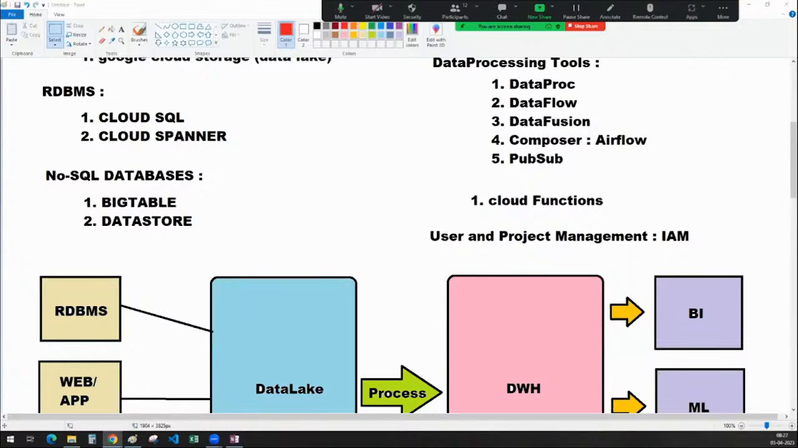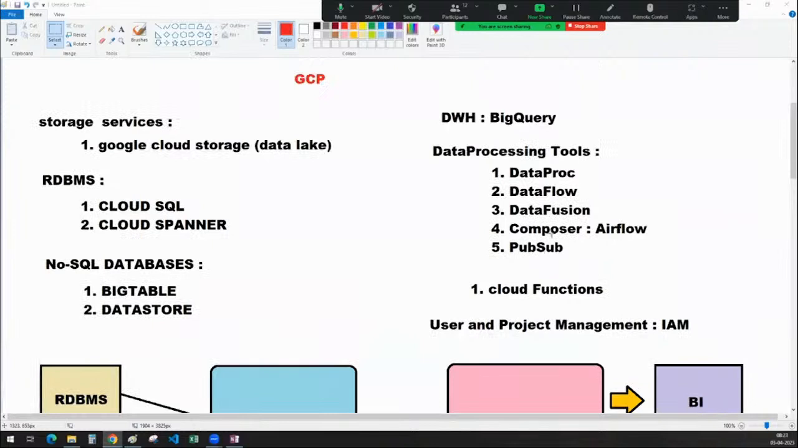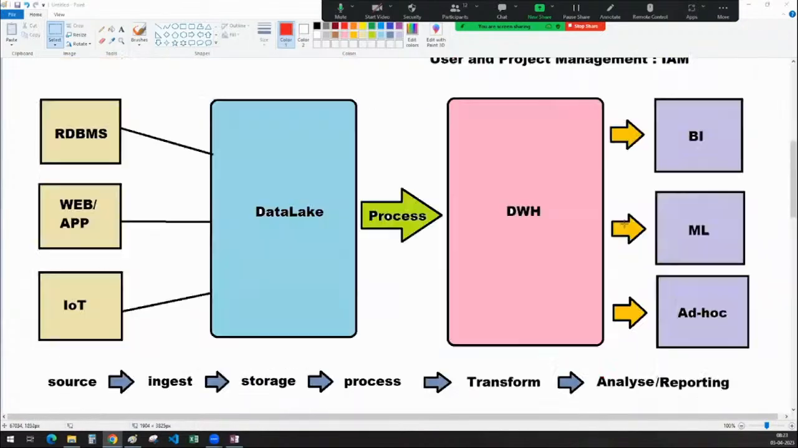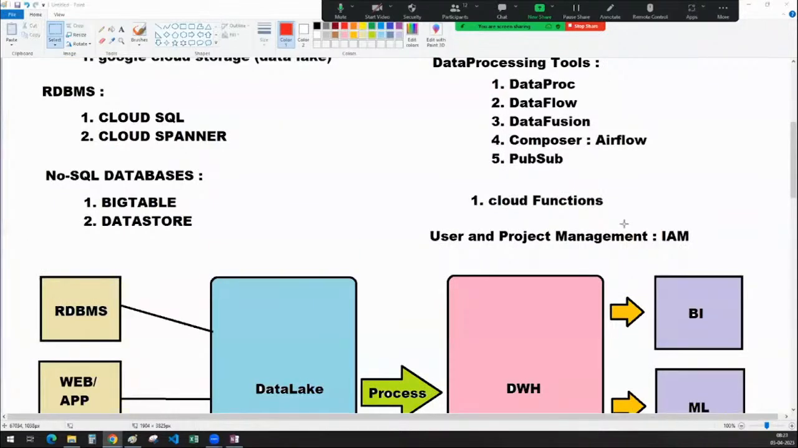Any GCP support job roles? This course will be for all of these: development, support, big data developer, and admin, because we are covering IAM for the admins. If you want to go for support, you need to know the services first. So if someone wants to go for data engineer, developer, support engineer, or admin, this course will be helpful for all of you.